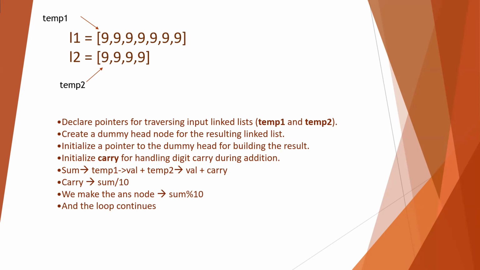As in addition, for example, if the sum comes out to be 18, then in 18 we only need 8 here, and we have to pass 1 as the carry over. So the 8 will come from 18 % 10, and the carry will come from sum / 10. So let's see the code, how we can accomplish this.